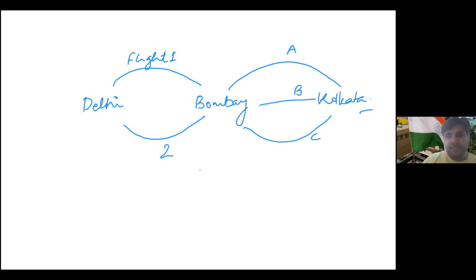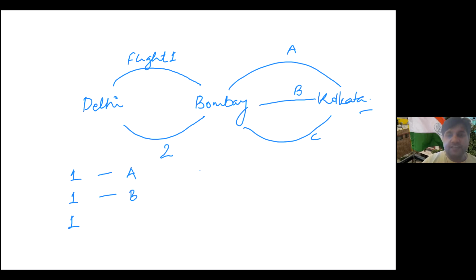So Delhi to Bombay, say you use flight 1. We have reached Bombay. Now from Bombay, we will use flight A. We reach Calcutta, that is one way. Once again, say from Delhi to Bombay, we have used flight 1, but from Bombay to Calcutta, this time we are using flight B. Okay, this is the second way.